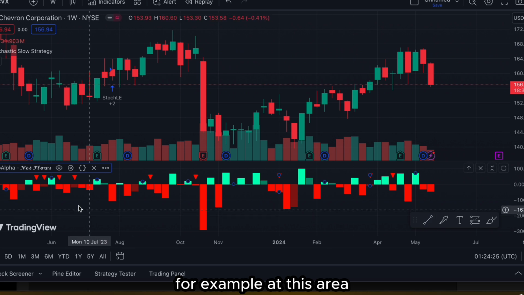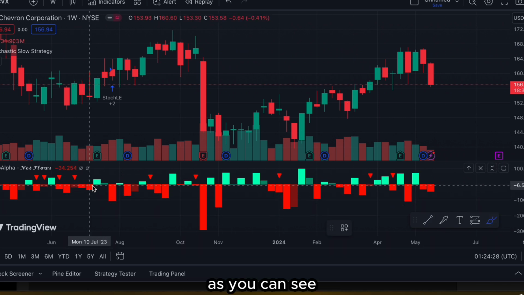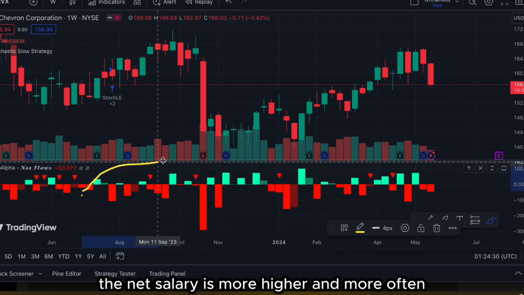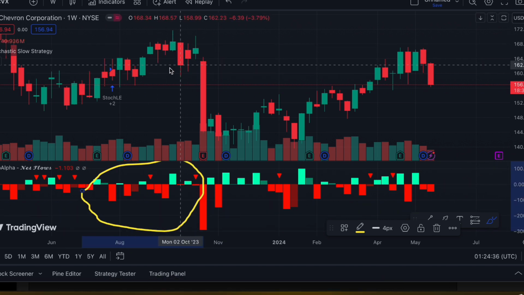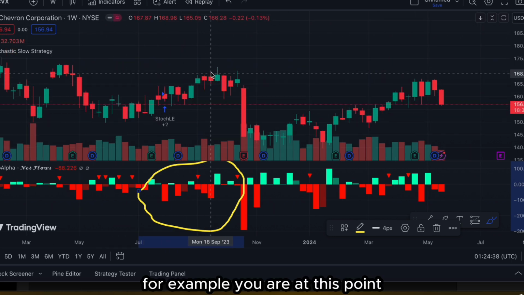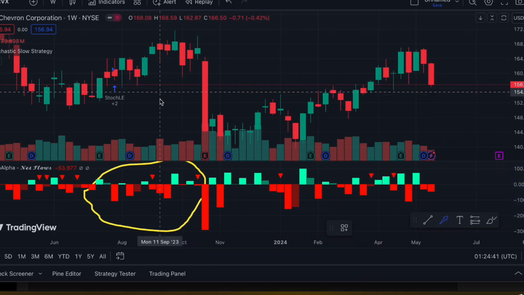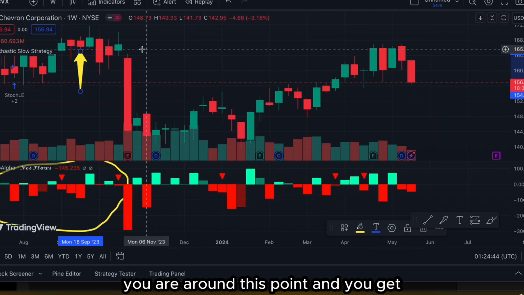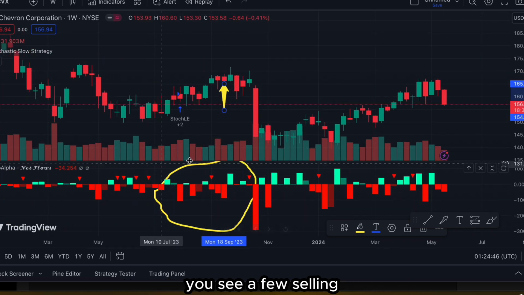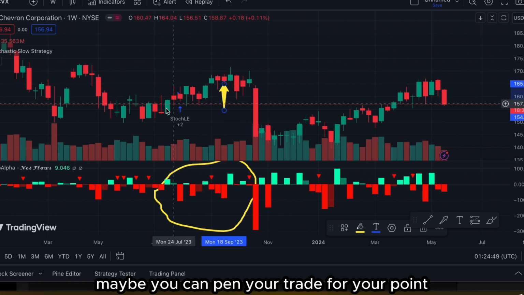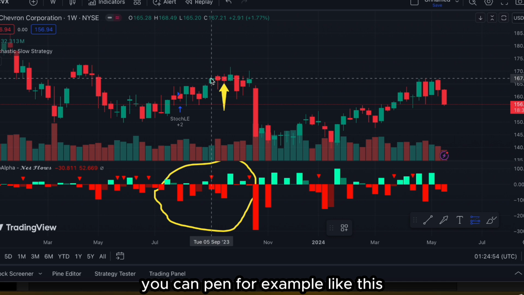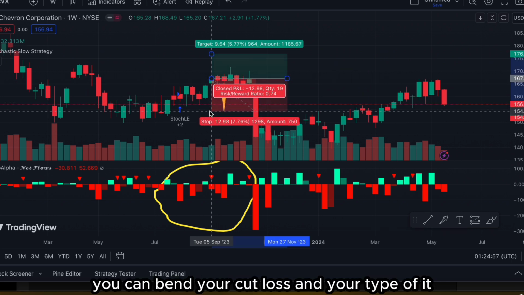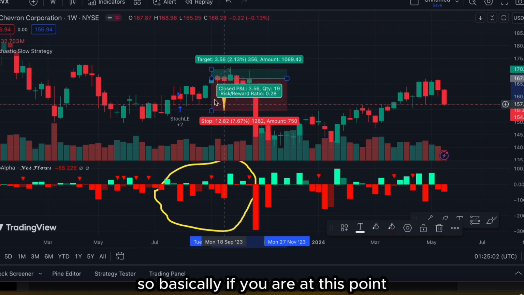For example, at this area, as you can see, the net selling is higher and more frequent, so you can plan your trade if you are at this point. For example, you are around this point, and you see a few sellings. Maybe you can plan your trade for your point. You can plan, for example, like this is your point, and you can plan your cut loss and your take profit.